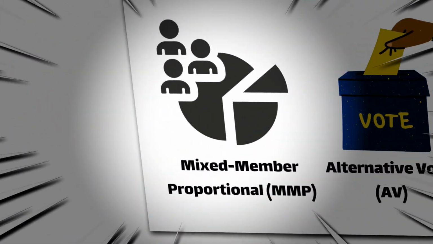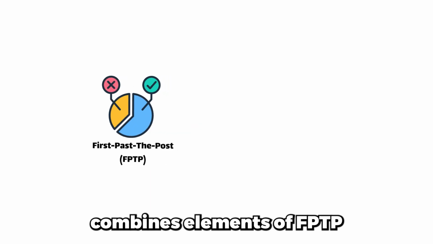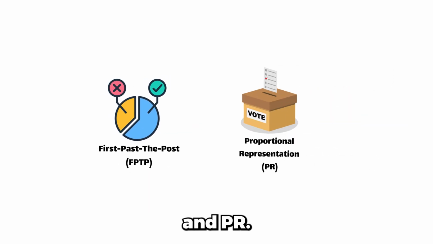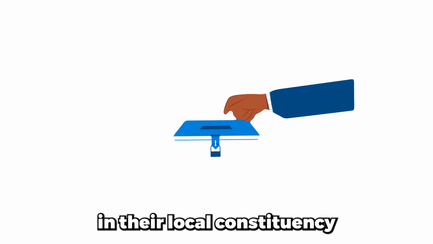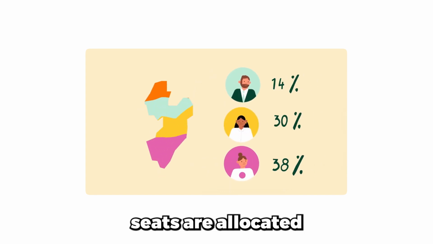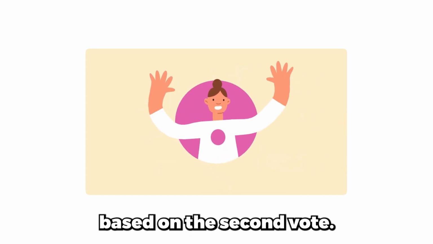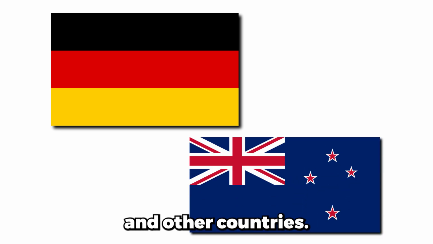Mixed member proportional. Mixed member proportional, MMP, combines elements of FPTP and PR. Voters have 2 votes, one for a candidate in their local constituency and one for a party list. Constituency candidates are elected using FPTP, while party list seats are allocated proportionally based on the second vote. This system is used in Germany, New Zealand, and other countries.